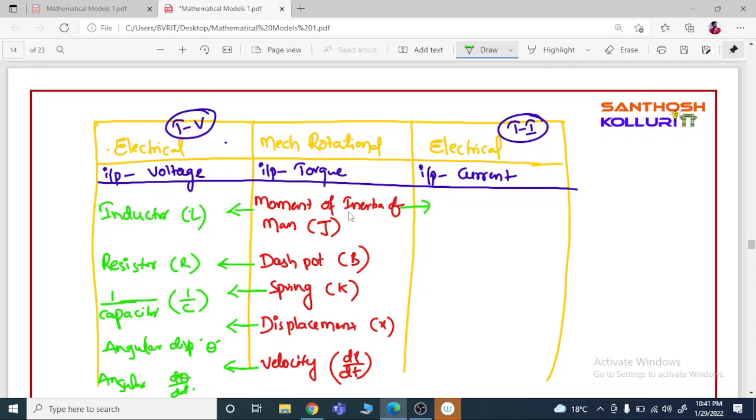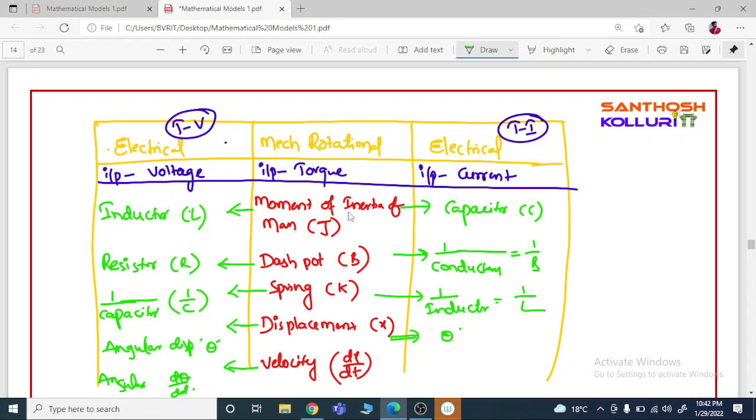So in torque current analogous, moment of inertia can be represented with the capacitor. Dash pot is 1 by conductance, that is 1 by B. Spring can be written as 1 by inductor, 1 by L. Displacement can be represented as angular displacement only, and this is also similar to angular velocity only. So these are the analogous for electrical systems.